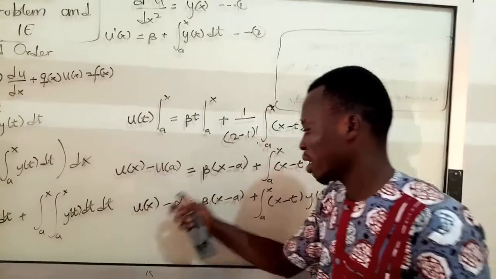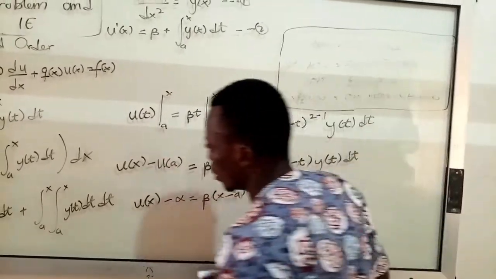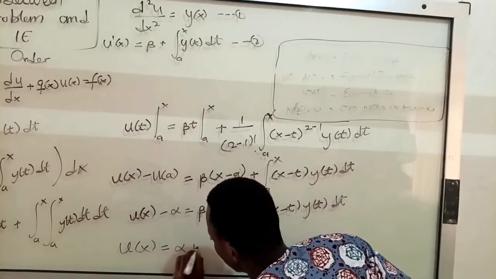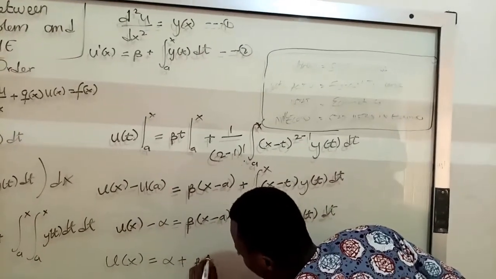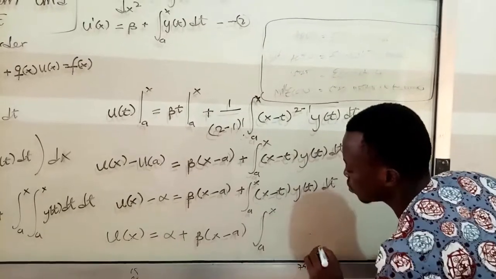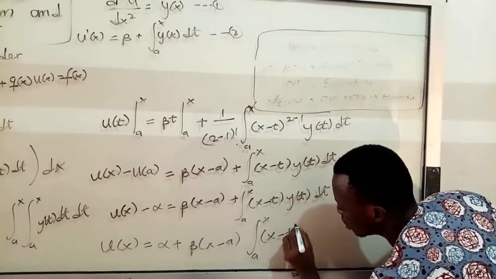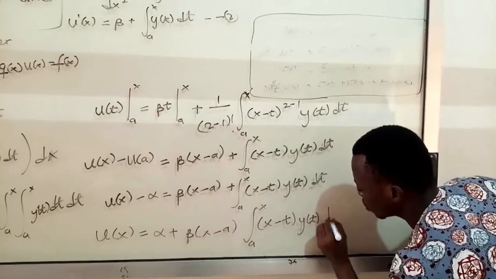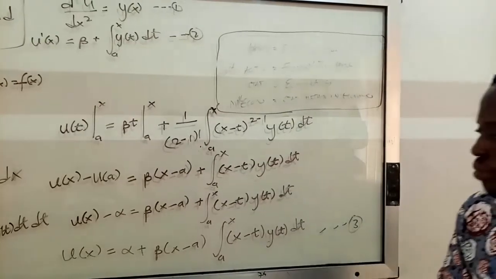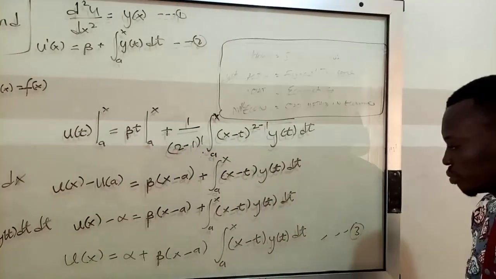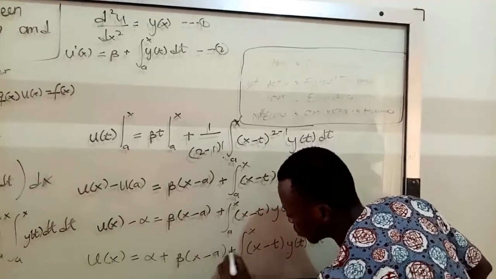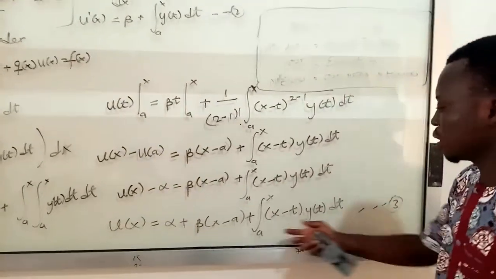And let's send this alpha to the other side. I'm going to have our next equation: u of s equal to alpha plus beta times s minus a plus the integral from a to s of s minus t y of t dt, as our equation 3. So this is our equation 3.